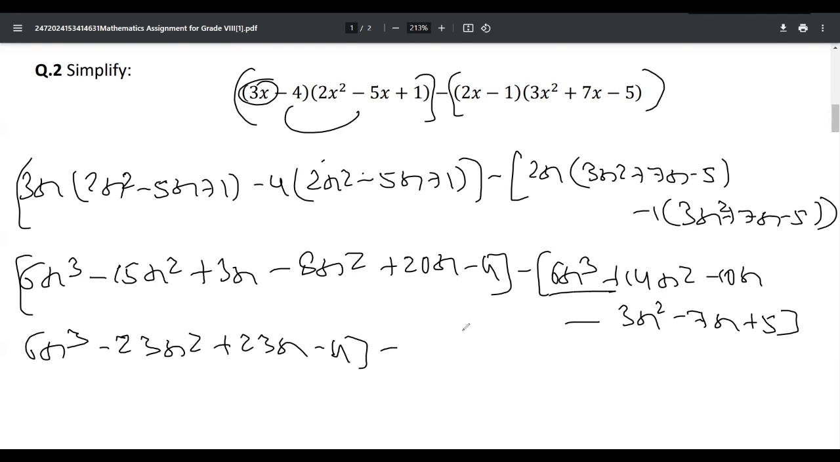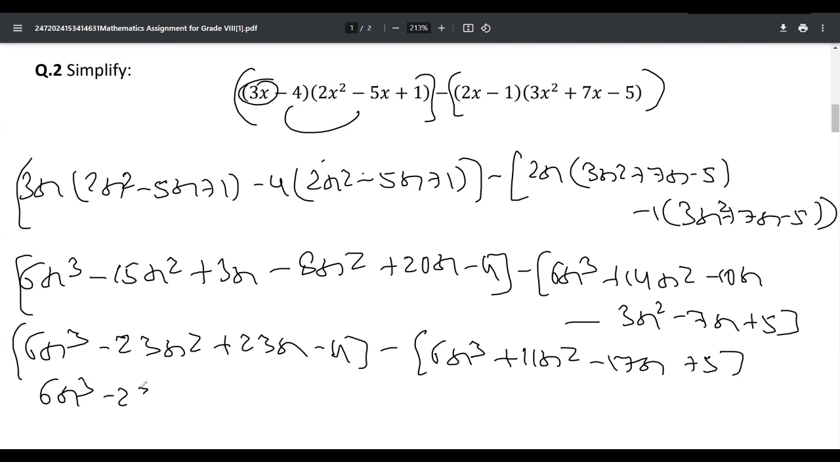On the other side, we have 6x cubed as the only isolated term of cube. Then we have 14x squared minus 3x squared. So 14 minus 3 comes out to be positive 11x squared. Minus 10x minus 7x is minus 17x. And finally plus 5. Now we'll be opening this bracket, and since there is a minus sign preceding this, the sign will get reversed. So this is 23x squared plus 23x minus, what is minus 4.